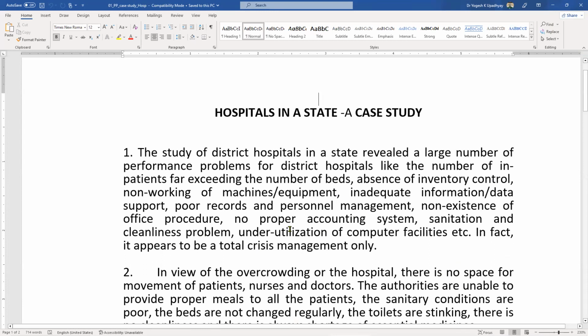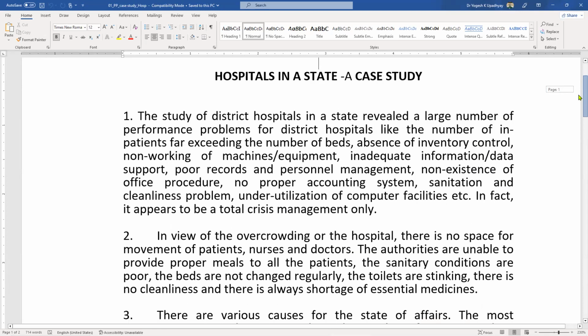Hospitals in a state, a case study. The study of district hospitals in our state revealed a large number of performance problems for district hospitals, like the number of inpatients far exceeding the number of beds, absence of inventory control, non-working of machines and equipment, inadequate information and data support, poor records and personnel management, non-existence of office procedure, no proper accounting system, sanitation and cleanliness problem, underutilization of computer facilities, etc. In fact, it appears to be a total crisis management only.